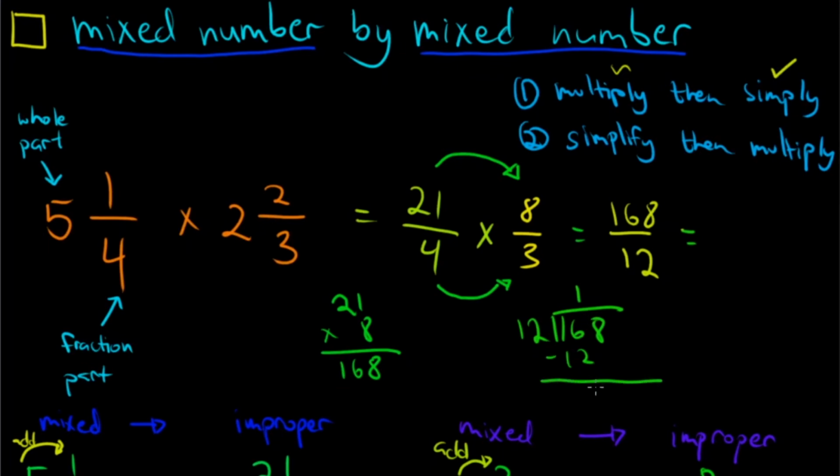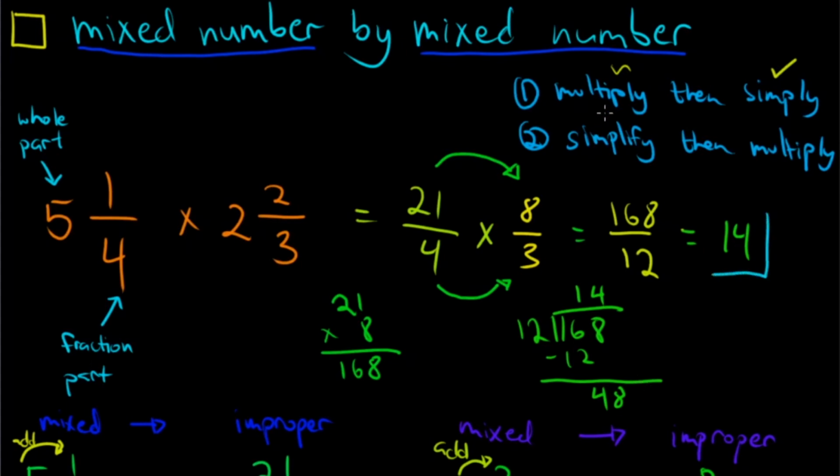So we have 16 minus 12 will give us 4. Bring down 8. Ilang 12 meron sa 48? Meron tayong 4. 12 plus 12 is 24. Plus 12 is 36. Plus another 12 will give you 48. So, alam natin yung 14, ibig sabihin yung simplest form ni 168 over 12 or simply 168 divided by 12 will be 14. Yun yung ating final answer.